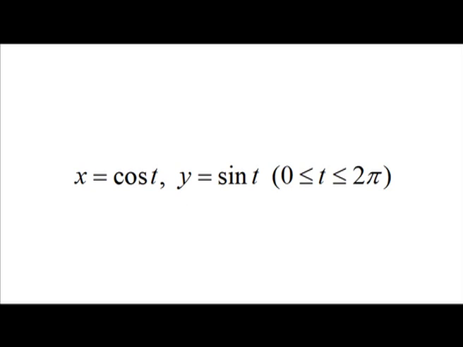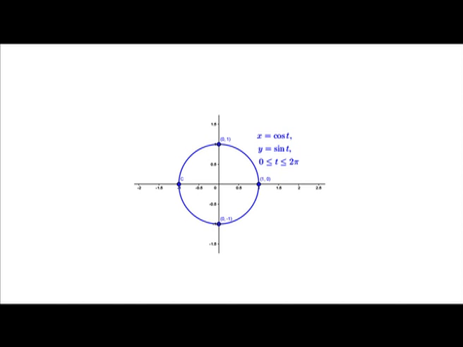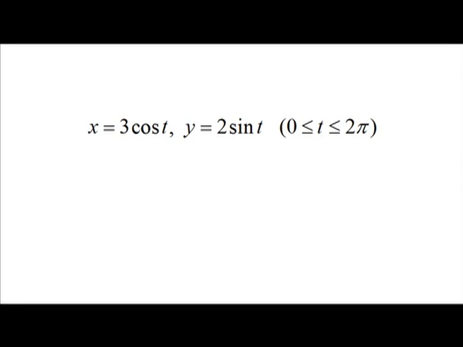For example, we know that x = cos t and y = sin t, where 0 ≤ t ≤ 2π, represents the unit circle x² + y² = 1 centered at the origin and oriented counterclockwise. If we multiply the x coordinate by 3 and the y coordinate by 2, we obtain the parametric equations x = 3 cos t and y = 2 sin t, where 0 ≤ t ≤ 2π.